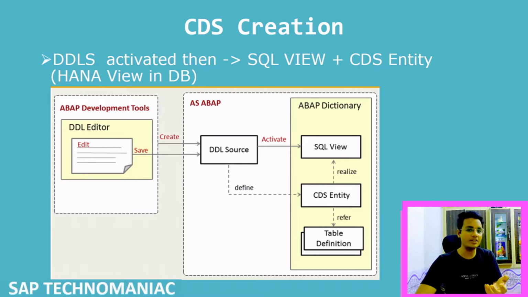What will be captured in the TR? Neither the SQL view nor the CDS entity. The DDL source name will be captured in the TR, and this DDL source is solely responsible for checking the syntax, activating the code, and transporting it from one system to another. So let's jump into the system and see how to create this DDL source, and inside the DDL source, how to define the CDS entity and SQL view.